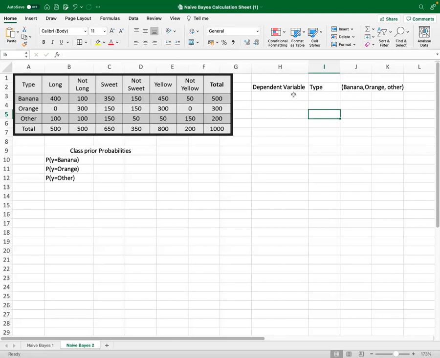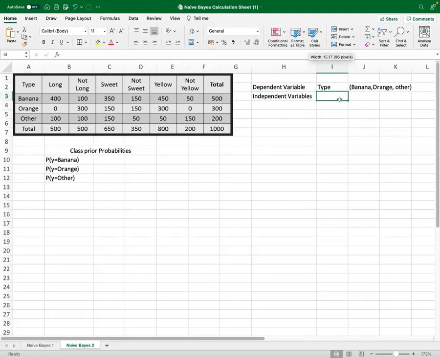Now what are the independent variables here? Independent variables are the features of the fruit: long, sweet, the taste of the fruit, and the color of the fruit. Long, sweet, and yellow. The 3 independent variables are long, sweet, and yellow. So using these 3 independent variables, we have to predict the type of the fruit.